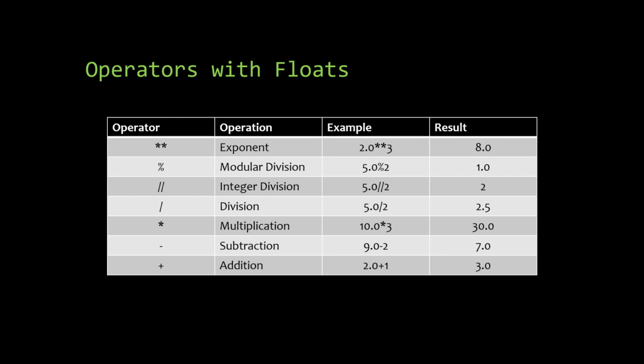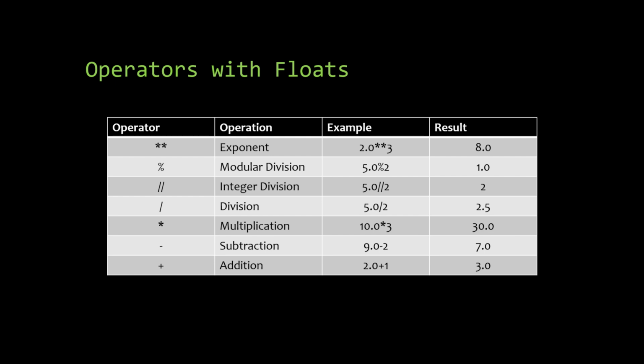If we're working with floats, you can see a lot of this operates the same way. 2.0, it's still 2. We just showed that we have the precision of the 0.0. So 2.0 to the power of 3 is still 8, but now it's 8.0 because I get a float whenever I use a float in the mathematical operation. Same thing with modular division. 5.0 modular division 2 is going to give me a remainder of 1, and that's going to be returned as a float.